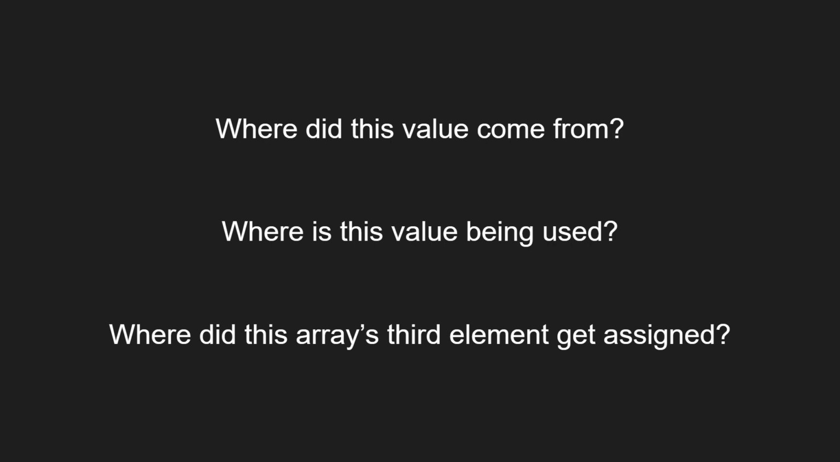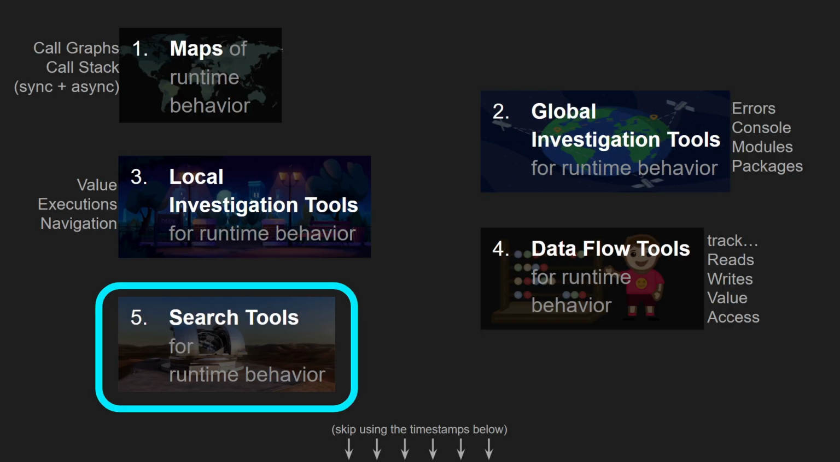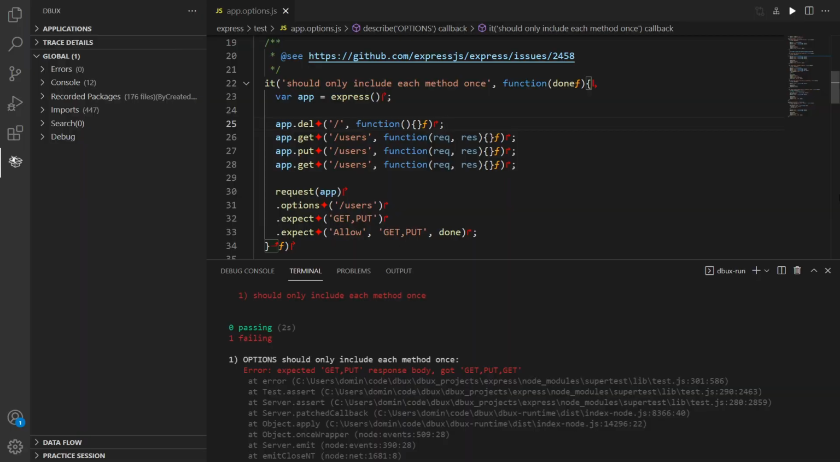Now let's move on to the last part. Dbux has specialized search tools that only operate on runtime data. In our last example, we are playing with the popular Express library, which is commonly used as a web server on Node.js. We are looking at one particular Mocha test case that we just executed with Dbux enabled. Down below in the terminal, we can see the results. Suffice it to say, things did not go well.